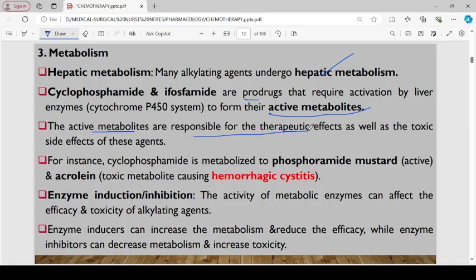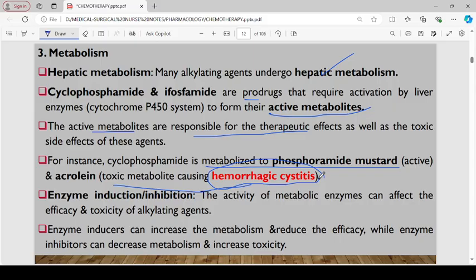Take, for instance, cyclophosphamide. Cyclophosphamide is normally metabolized to phosphoramide mustard, which is an active ingredient responsible for therapeutic effects. We also have the acrolein, which is a metabolite, and this one is the toxic metabolite that is responsible for causing hemorrhagic cystitis associated with most alkylating agents, cyclophosphamide to be precise.